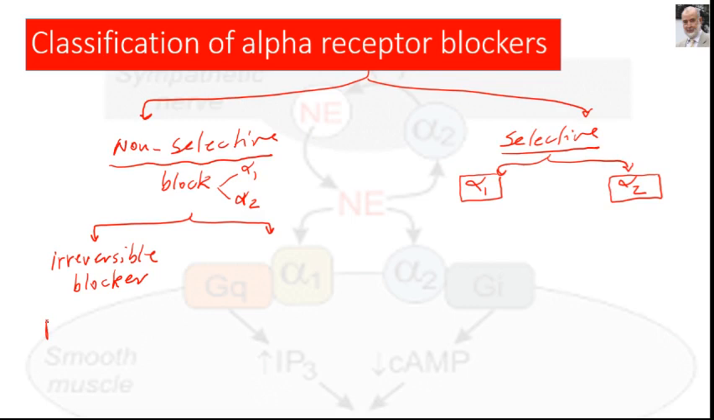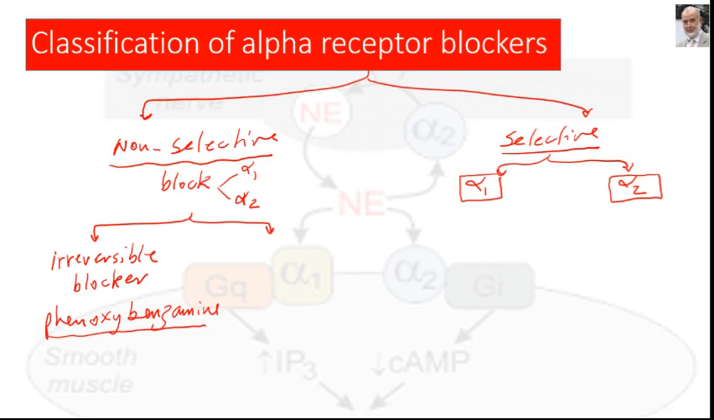Most famous example in this case is phenoxybenzamine. There are many others, but this is the one which has a clinical application, phenoxybenzamine. Therefore, phenoxybenzamine is an irreversible non-selective alpha blocker. It blocks alpha 1 and alpha 2 irreversibly.